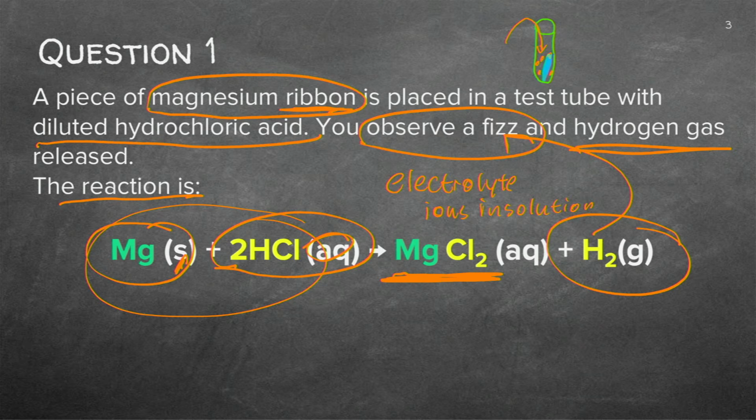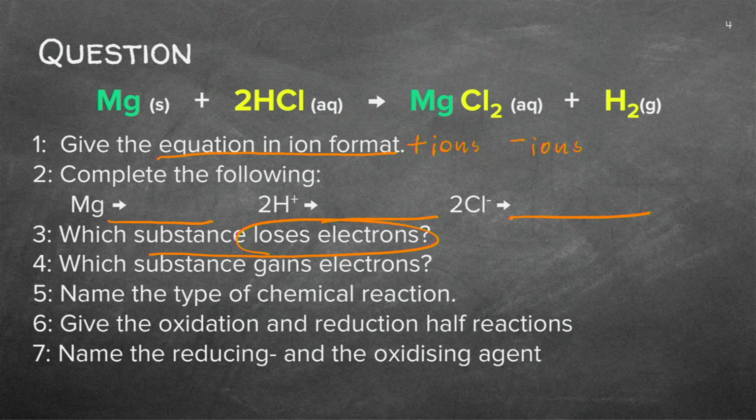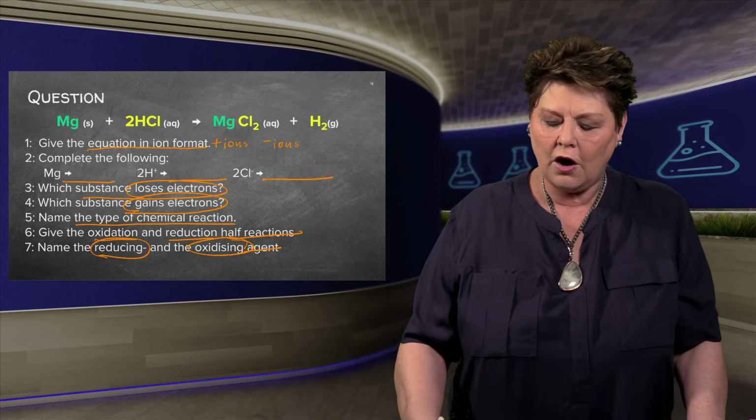Right, let's see what the questions are that they ask of me. You've got your equation, and then they say, give the equation in an ion format. So they want you to have positive ions and negative ions, which we'll check just now. Then they want you to complete three of the equations. They ask which substance loses electrons, which one gains electrons, which type of reaction is this, give the oxidation and reduction half reactions, and name the reducing agent as well as the oxidizing agent. These will be typical questions when you do half reactions.